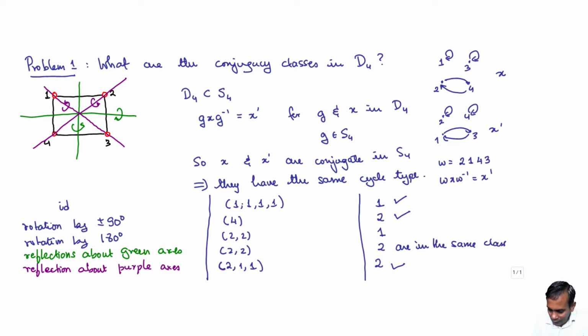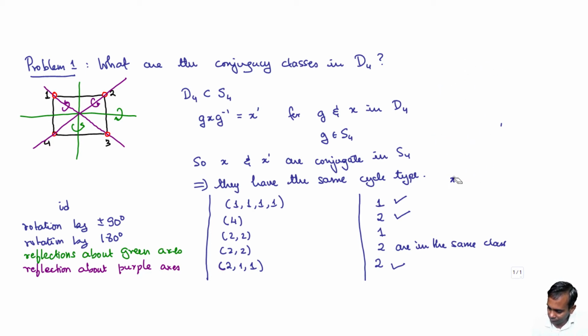So these definitely form a conjugacy class. The identity element is in a conjugacy class by itself. The two rotations by 90 degrees are in a conjugacy class by themselves. And these reflections about purple axes are in a conjugacy class by themselves. The only thing we don't know is whether rotation by 180 degrees is in the same conjugacy class as a reflection about the green axis. So let's see what we can do about that. Let's write the cycle type for rotation by 180 degrees. We'll call that r squared: 1 goes to 3, 3 goes to 1, 2 goes to 4, and 4 goes to 2.